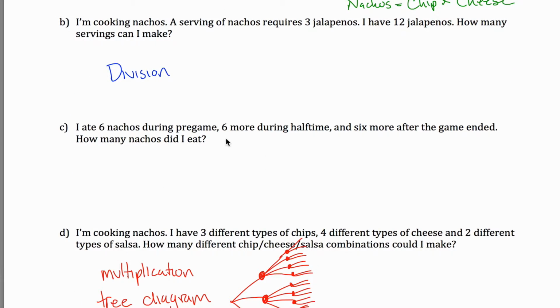I ate 6 nachos during pregame, 6 more at halftime, 6 more after the game ended. How many nachos did I eat? Well, you ate 18 nachos because you're multiplying 6 and 3. But really, the way this is laid out, how you did 6 and then 6 more and then 6 more, that suggests repeated addition.